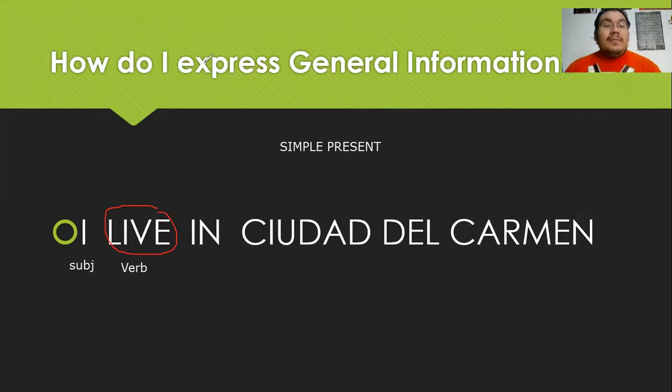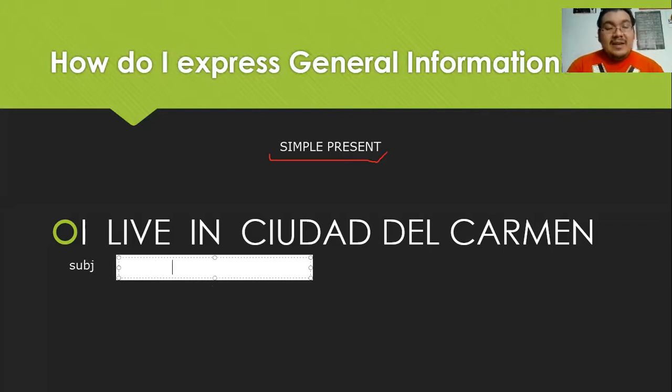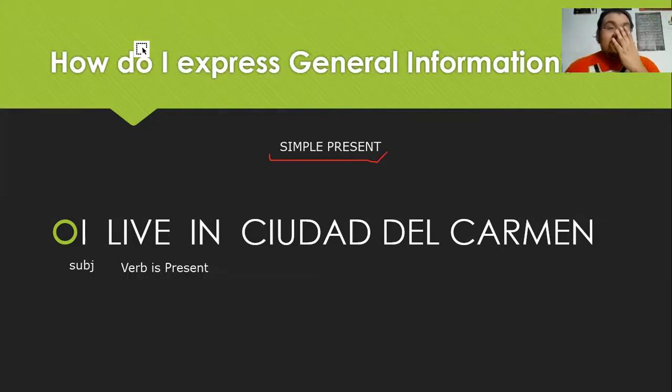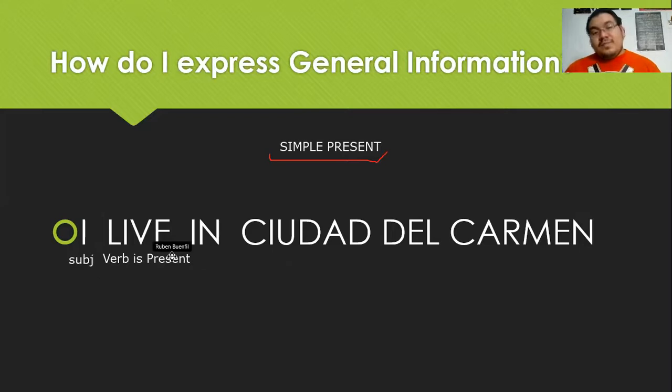Verbs that indicate what people do. Verbos que indican lo que las personas hacen. But this verb is conjugated in a specific time, en un tiempo específico. What is the time? What do you think the time is? Well, because of the name of the structure, simple present, we can say that the verb is in present. El verbo está en presente. So, all we need to make a simple present structure are these two parts: a subject and a verb in present.